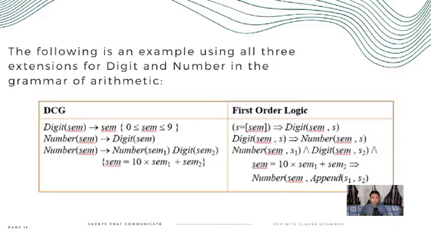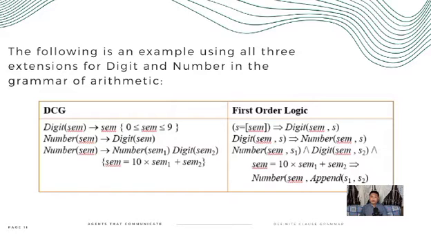Okay, the first rule can be read as a phrase of a category, digit, and a semantic value, sem, that can be formed from a symbol sem, and it is between 0 and 9. So that is the digit. The second rule says that a number can consist of a single digit and has the same semantics as that digit.